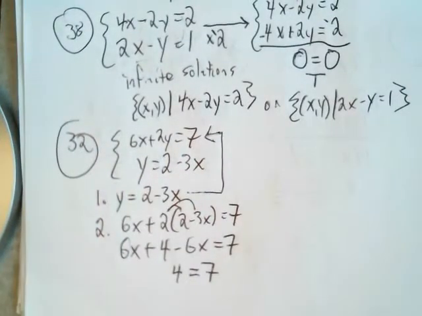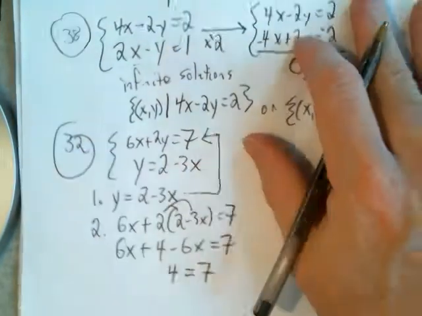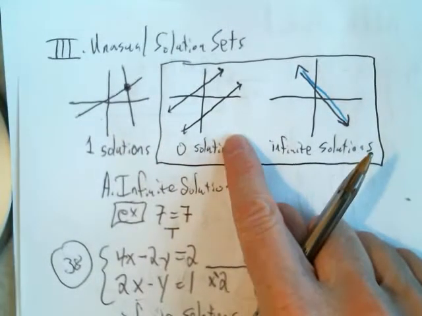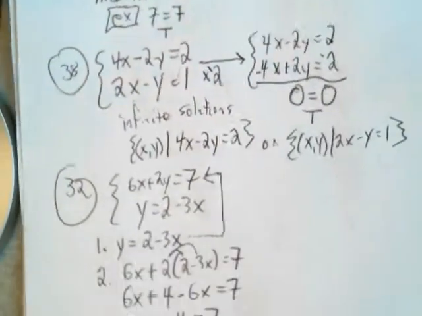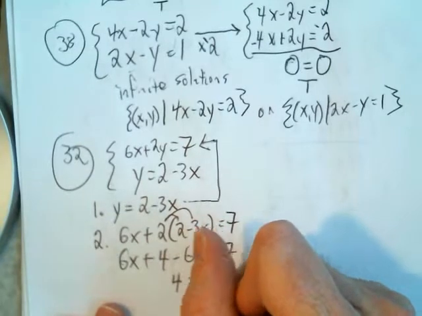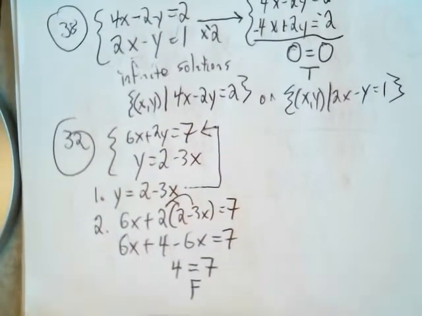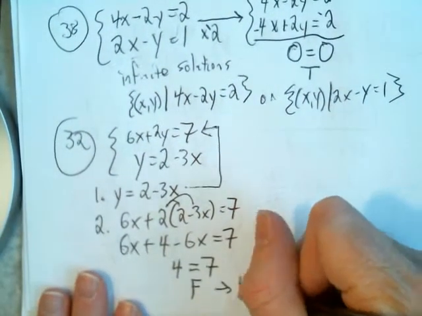Okay, this is the other unusual solution case. This is the case where the lines are actually parallel if you were to plot them in the plane. Okay, so when the variables cancel and you end up with a false statement, that tells you that there are no solutions.